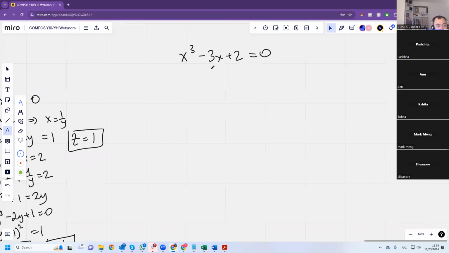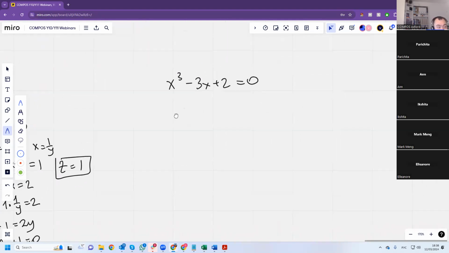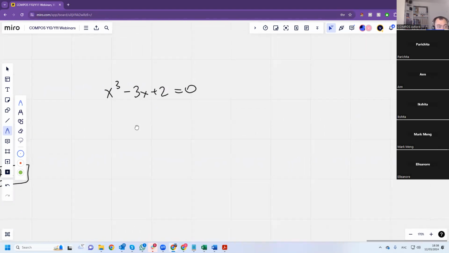Now, x cubed minus, let's say we don't know how to solve this. Of course, you can divide polynomials, and they will teach you in A level how to do this. But what we can do is solve graphically.